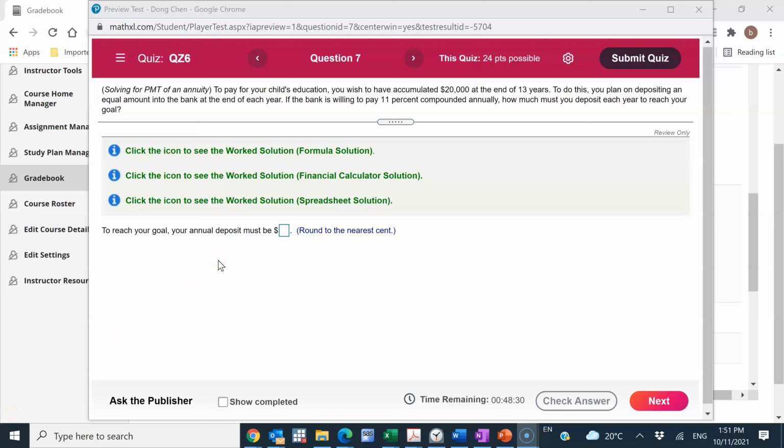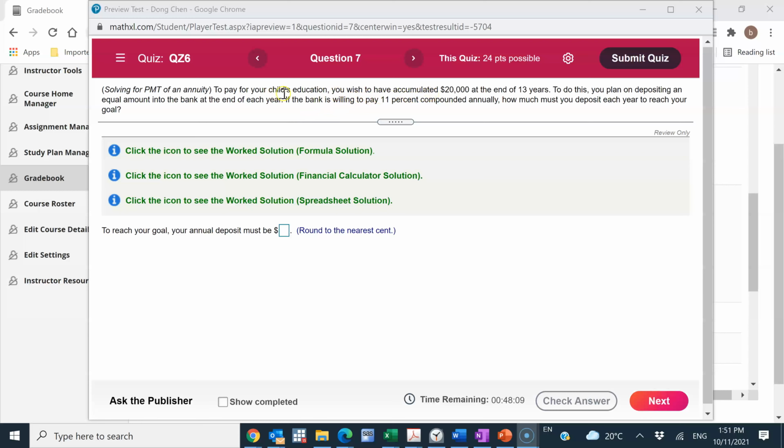This is question number 7 on QZ6 for chapter 5. So this is a very standard annuity payment calculation question with the future value of an annuity.